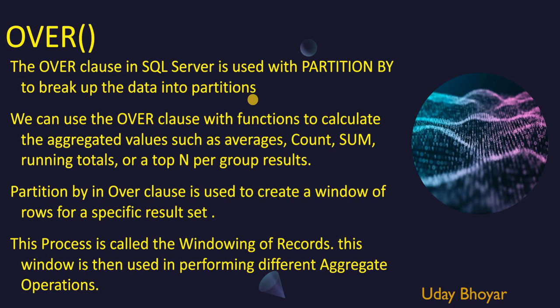So partition by in the OVER clause is used to create a window of rows for a specific result set. For a specific result set, we apply the partition by, wherein my sum or my count will be applied only to that particular portion, that window. This process is called windowing of records. This window is then used in performing different aggregate operations. Simply, this is basically the OVER clause.